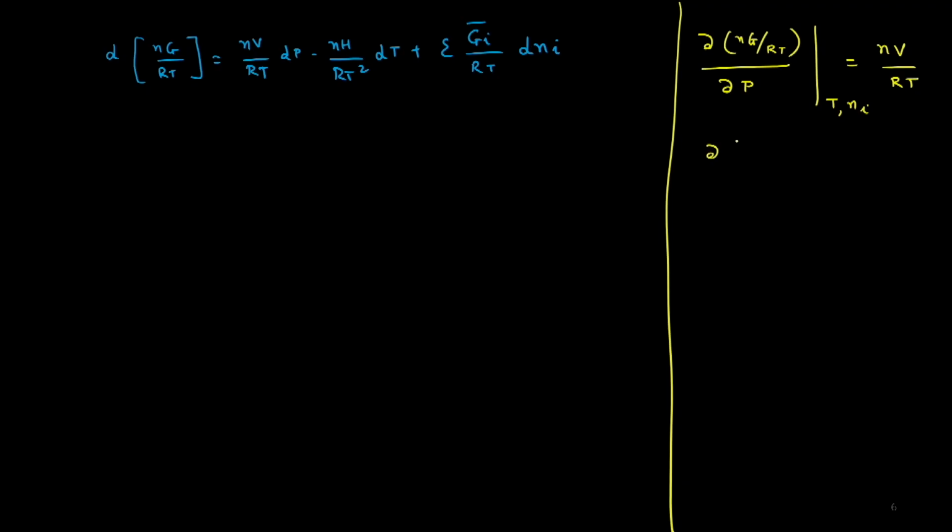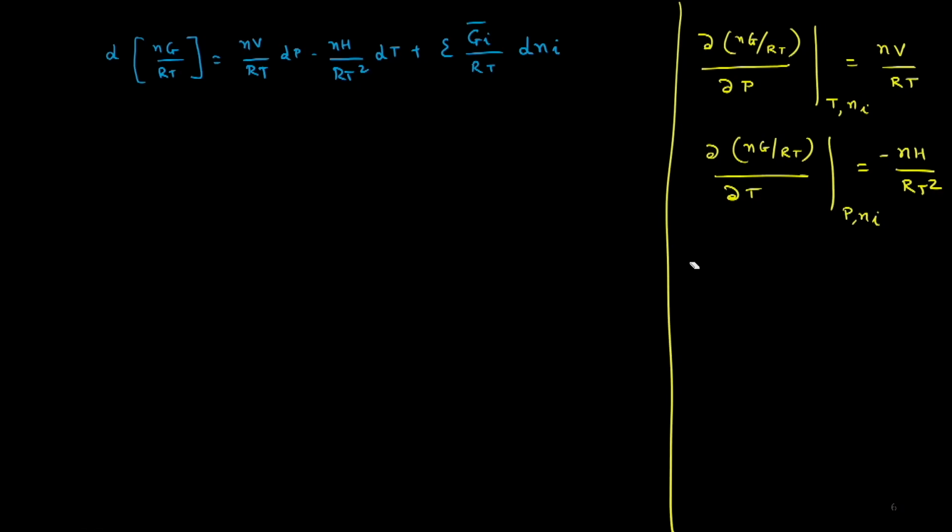Similarly, the derivative of nG over RT with respect to temperature at constant P and n_i is going to be negative nH by RT squared. In this case, we are holding the pressure constant, so this term disappears, and n_i constant, so this term disappears. All n_i, in fact, are constant, so this term disappears, and we have negative nH by RT squared.